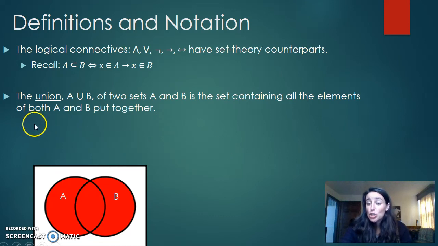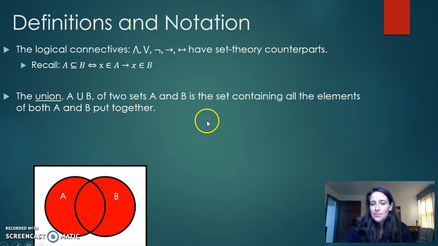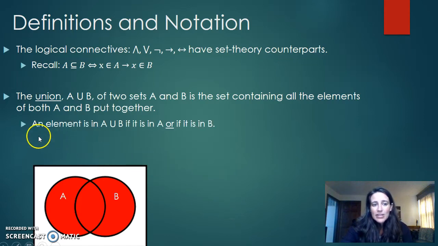If we want to talk about the union, A union B, of two sets A and B, that would be the set containing all the elements of both A and B put together. Down here I've represented A and B as the circles in red. To represent the union, we take any element in A and any element in B. So an element is in the union A union B if it is in A or if it is in B.